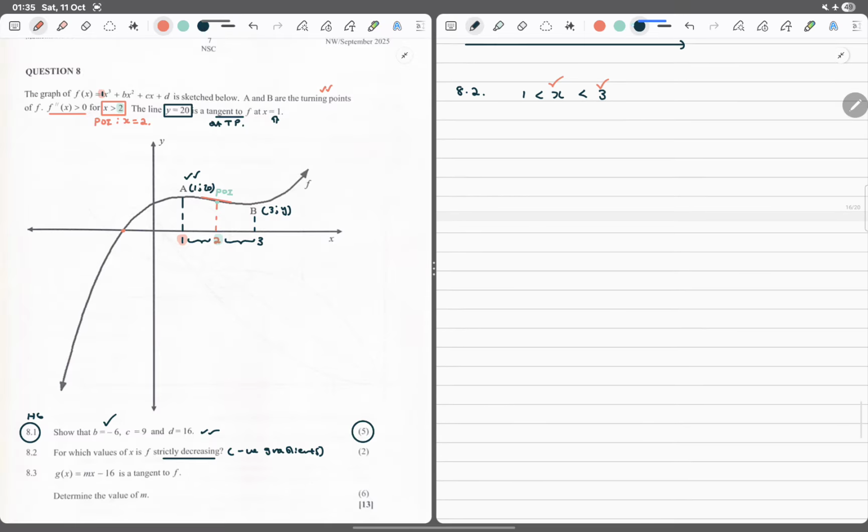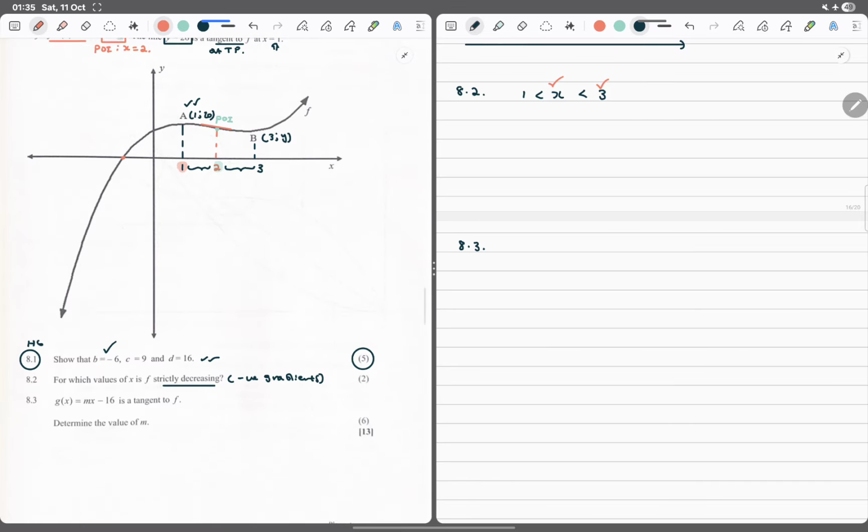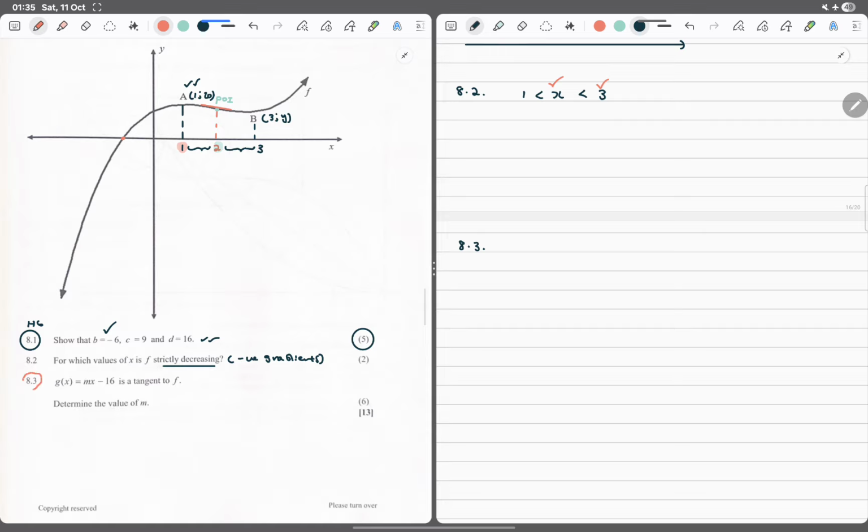Easy stuff. So let's get to 8.3. Now 8.3 is again one of those higher grade questions. We can already see we are told g(x) equals mx minus 16 is a tangent to f. We need to determine the value of m. 6 marks. Okay, let's see, what can we do here?